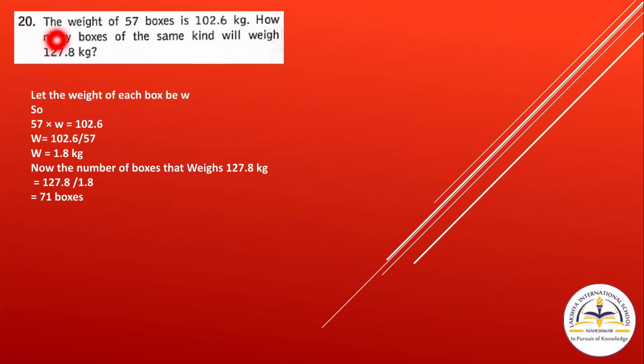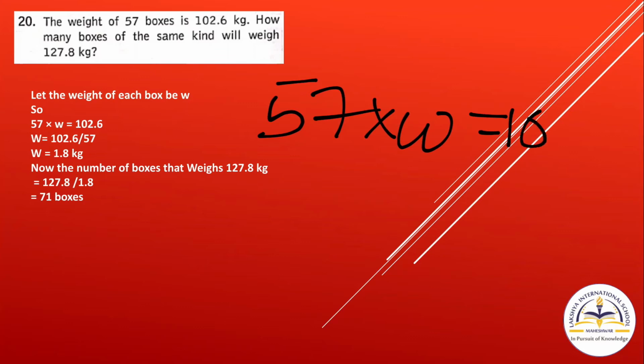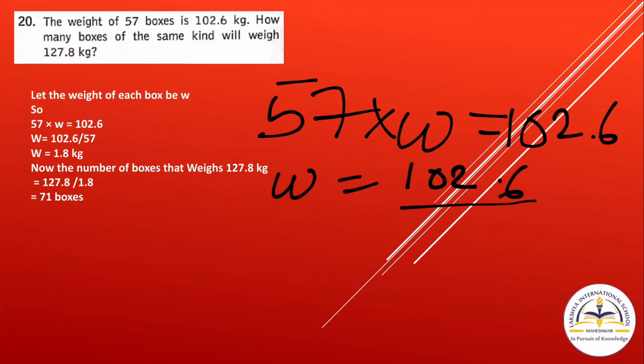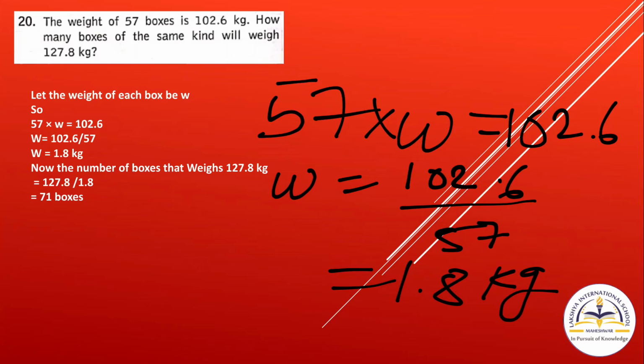Now question number 20. The weight of 57 boxes is 102.6 kilograms. How many boxes of the same kind will weigh 127.8 kilograms? Now let the weight of each box be w. Now 57 multiplied by w equals 102.6 kilograms. Now w will be equal to 102.6 divided by 57. Now when you divide this, you will get 1.8. Now this will be in kilograms because this is the weight.